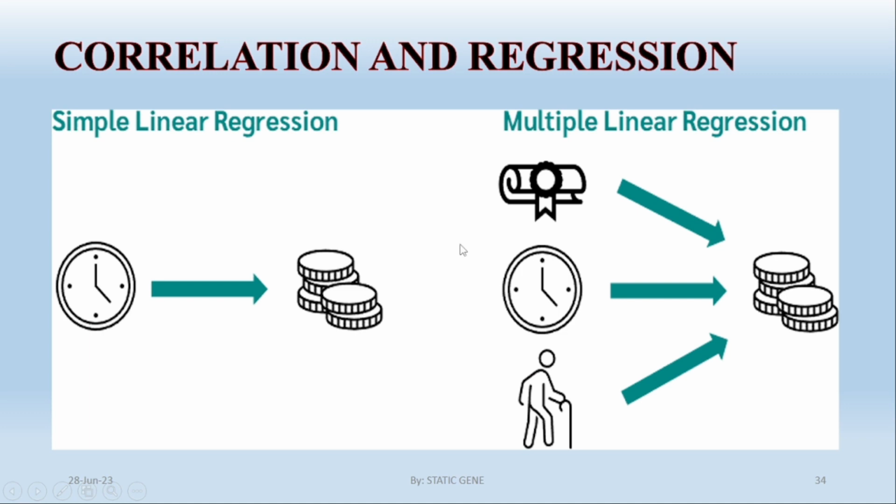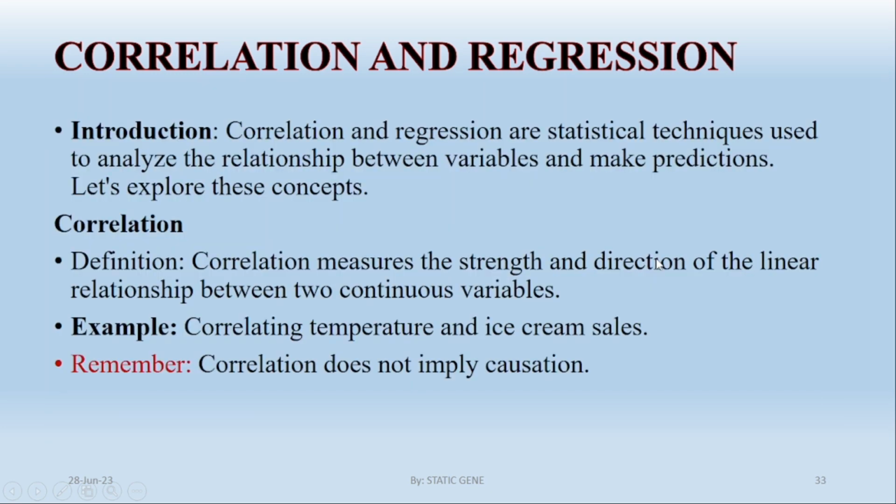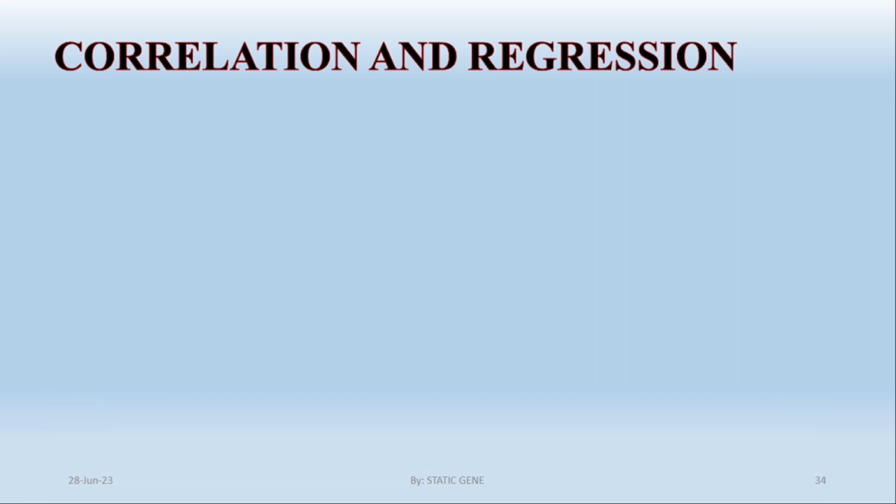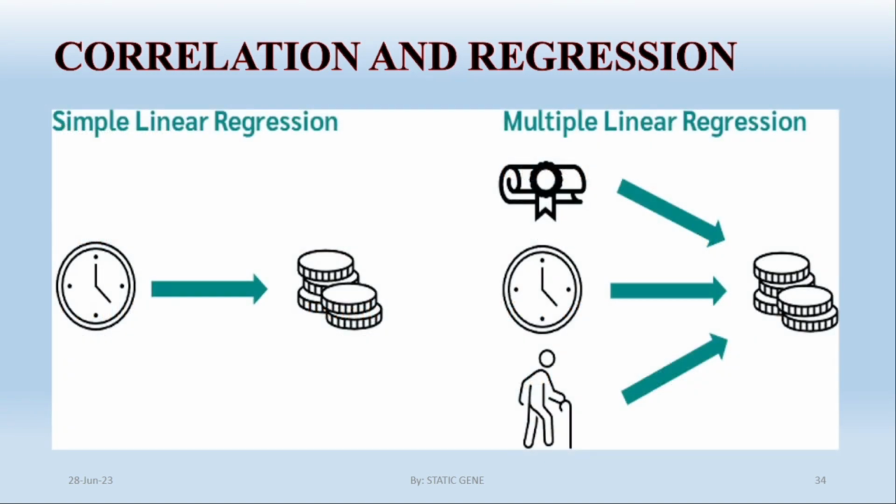But here we are seeing in multiple linear regression, we are saying education level, time, and your health. How are they influencing your income? So that is what this picture is trying to represent.